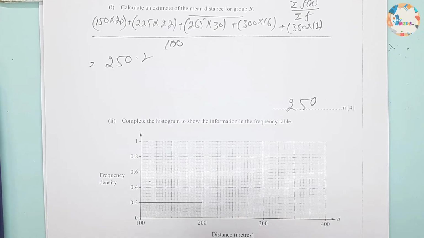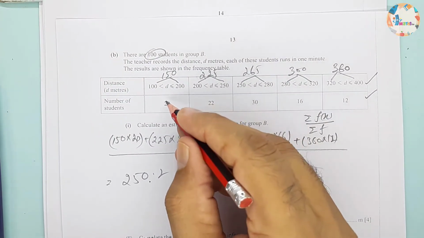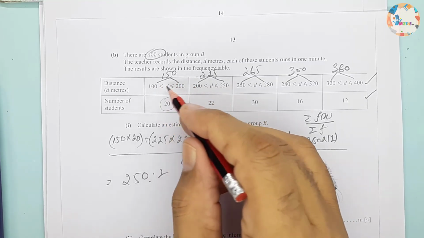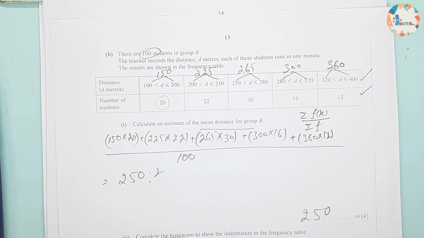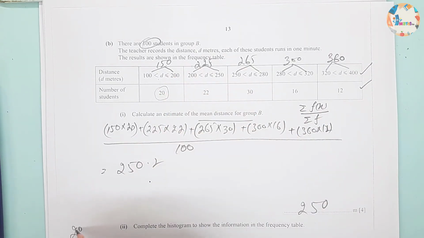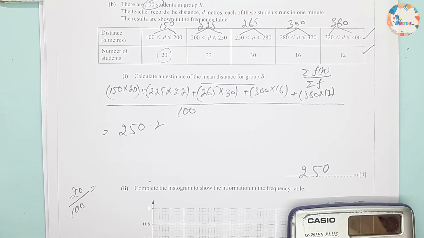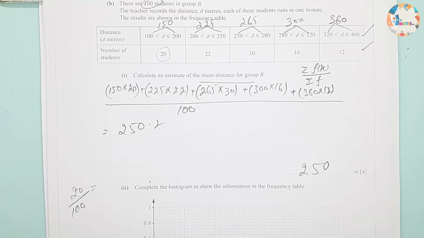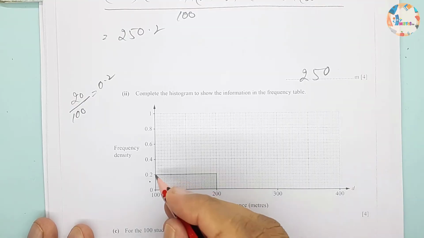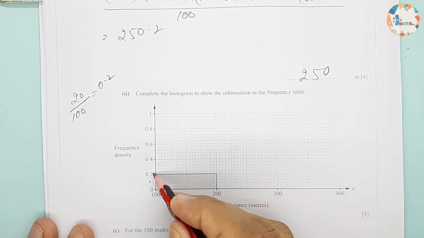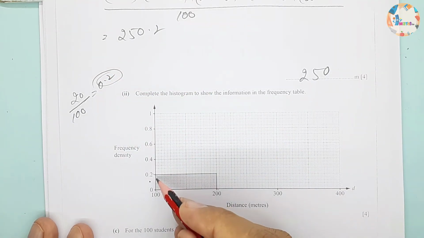What we will be doing is taking this frequency 20 divided by the class width. If we check, the class width is 200 minus 100, which is 100. So 20 divided by 100 is equal to 0.2. So we can write here 0.2. This 0.2 is the height. So 100 is the width and 0.2 is basically the height of the bar.